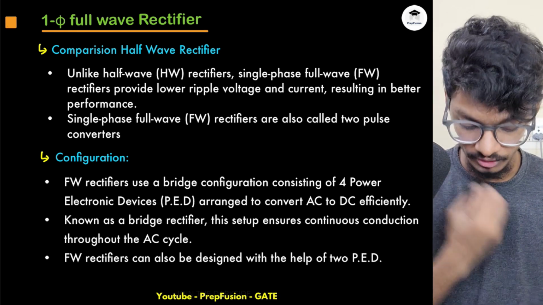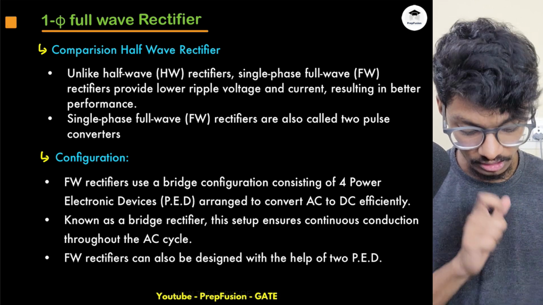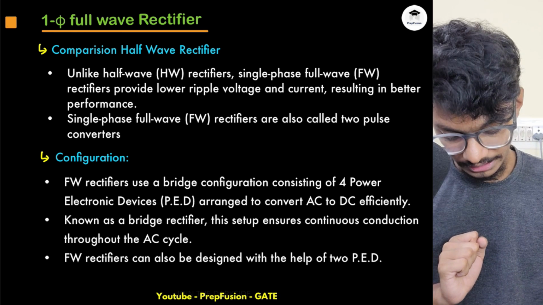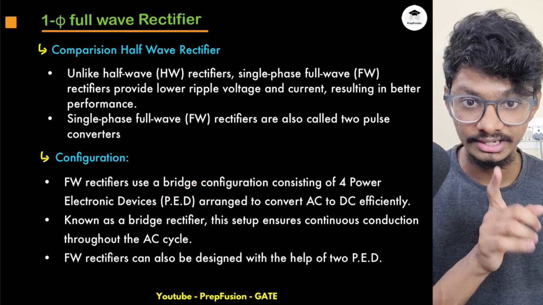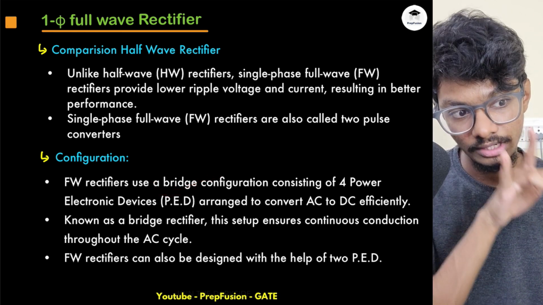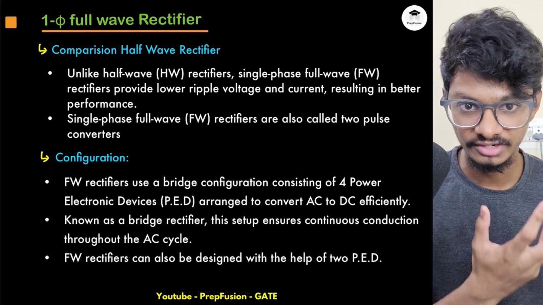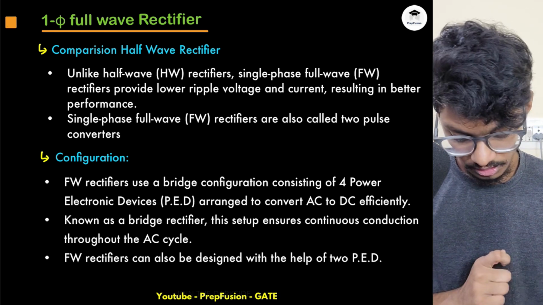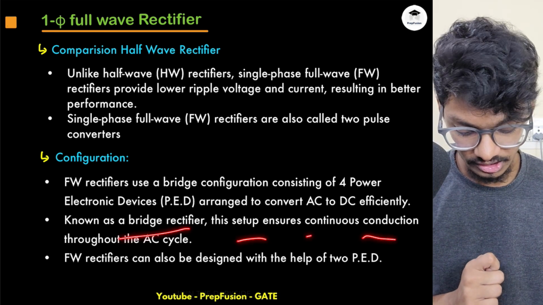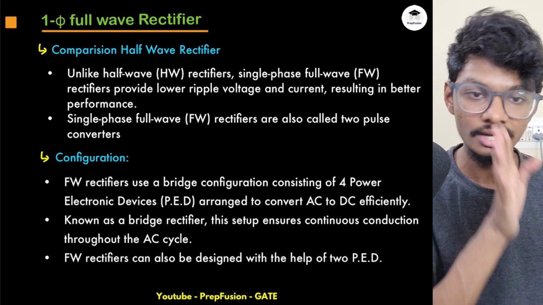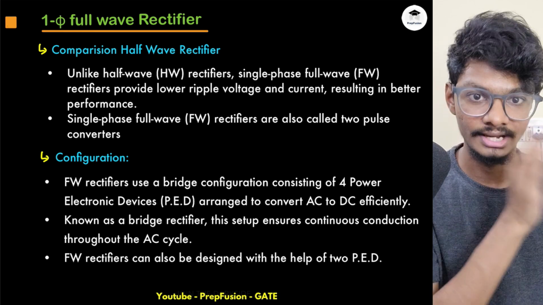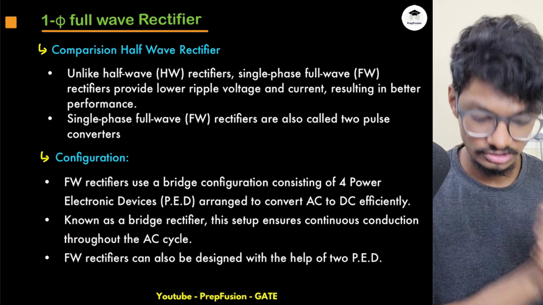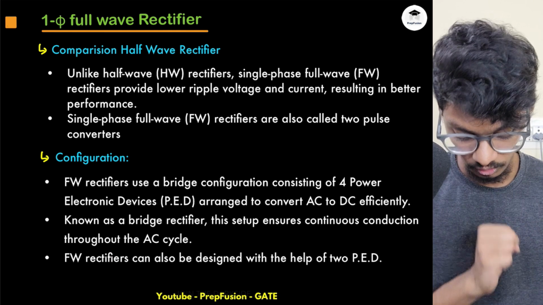We can use 2 power electronic devices as well with a center tap transformer. That also we'll study. I have explained in my prerequisites a full wave rectifier with a center tap transformer where we only need 2 diodes. Known as the bridge rectifier, this setup ensures continuous conduction throughout the AC cycle, for the positive half cycle and the negative half cycle also, throughout the load.